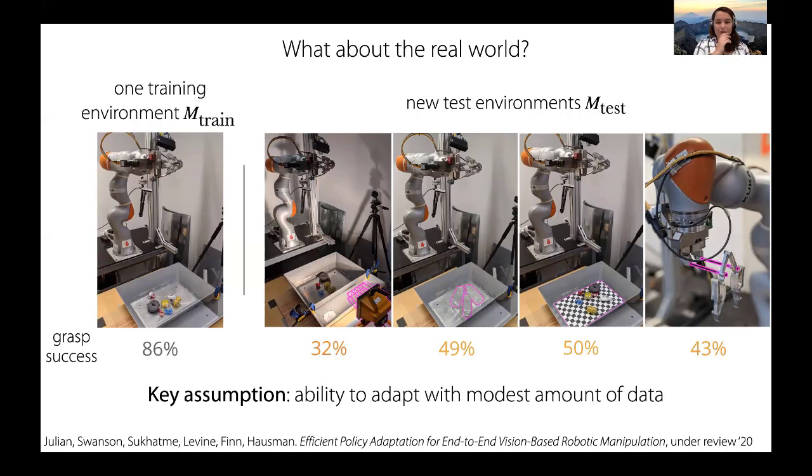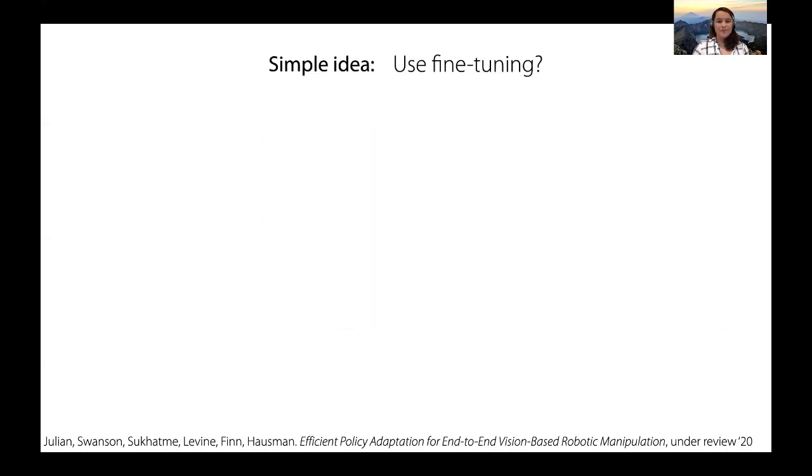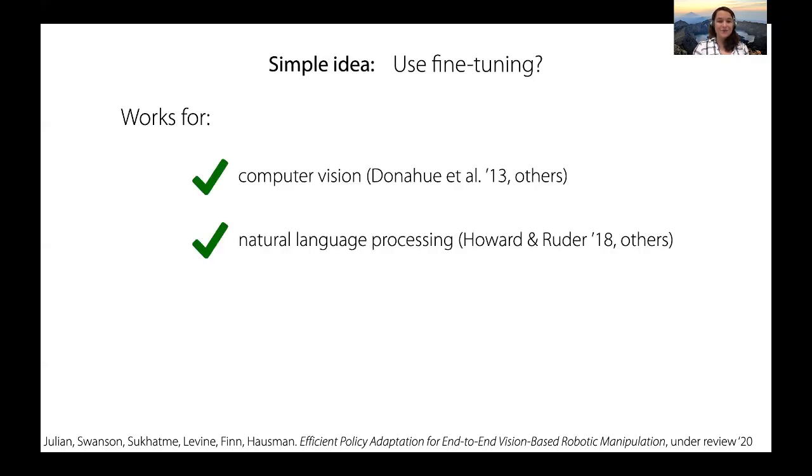Now, how do we actually go about solving this task? Again, we're going to make the assumption of the ability to adapt with a modest amount of data. But in this case, we're going to try to use a much simpler idea, which is just to try to fine-tune performance. We've seen that fine-tuning is very effective for computer vision, for natural language processing, but it hasn't yet been shown that fine-tuning is actually helpful for reinforcement learning.